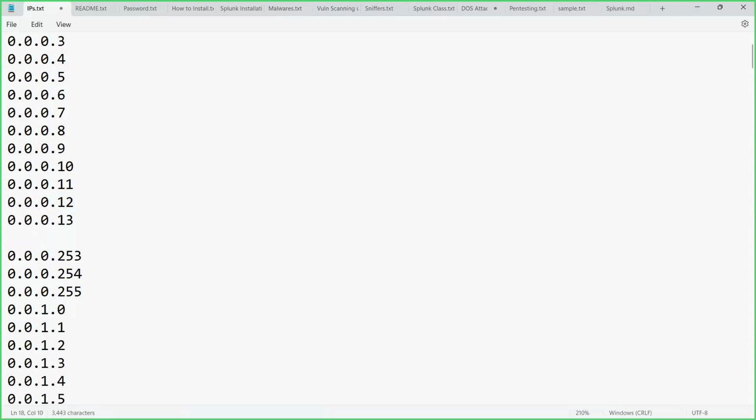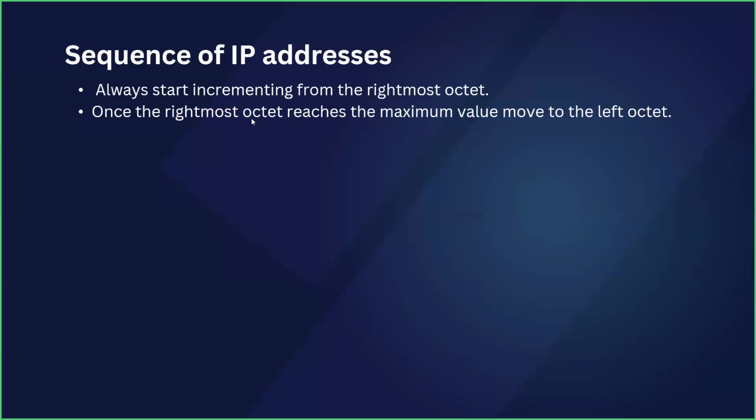After 0.0.0.255, please note, you will never have a value like 0.0.0.256. This is not possible. Okay, it's a wrong IP. It's an invalid IP. Okay, so once you reach the maximum value there, 0.0.0.255, then that 255 cycles back to 0. And now the next octet increases by 1. That's rule number 2. After the rightmost octet is completely filled, when it reaches the maximum value, only then you move to the left octet.